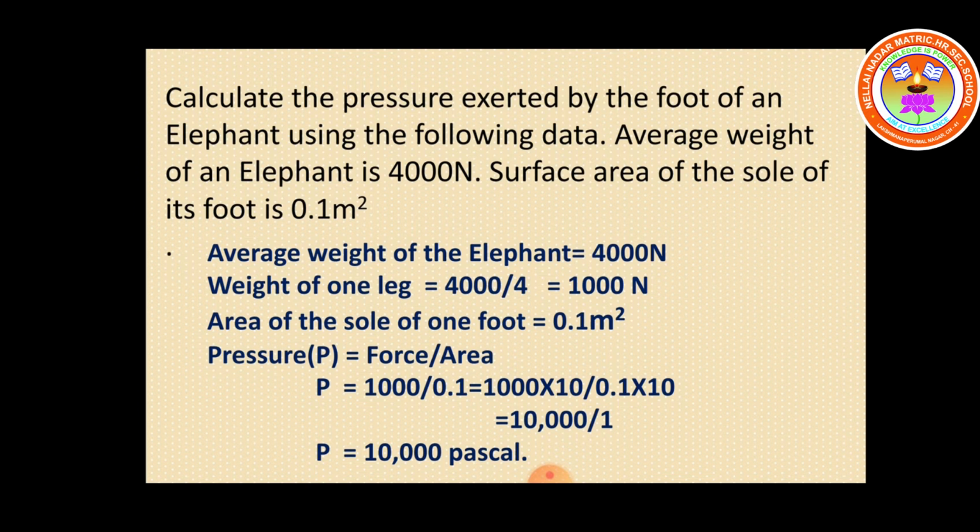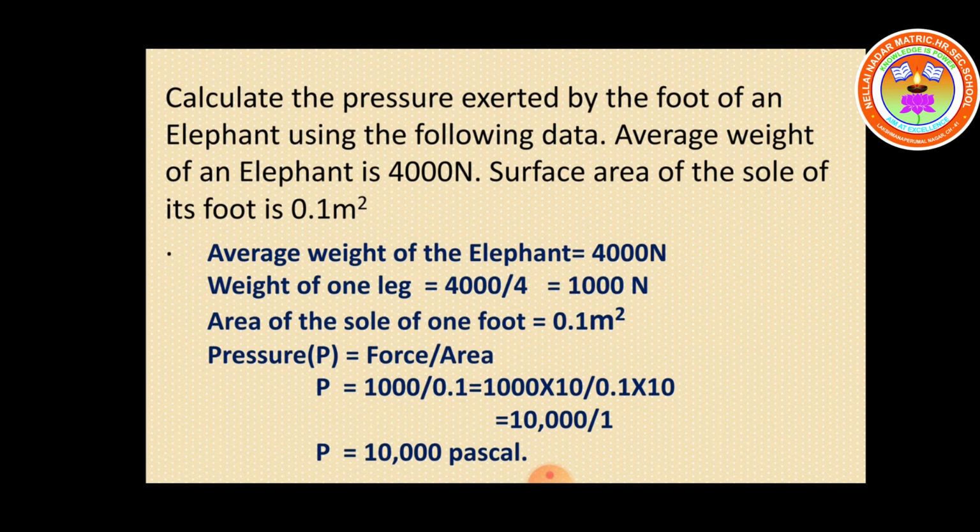And the surface area of the sole of its foot is given. You already know the elephant has 4 feet, isn't it? So for only one foot, the area is given as 0.1 meter square. Sole means one foot, that is the meaning. So the surface area of the sole of its foot is 0.1 meter square.